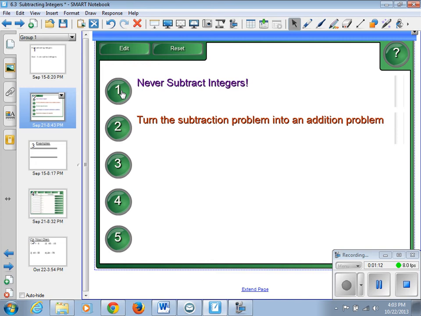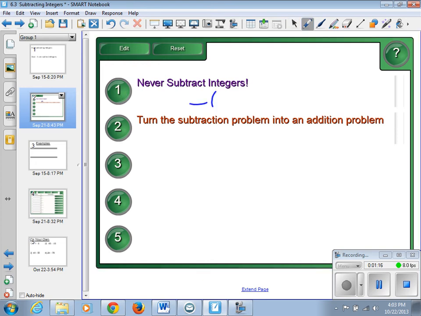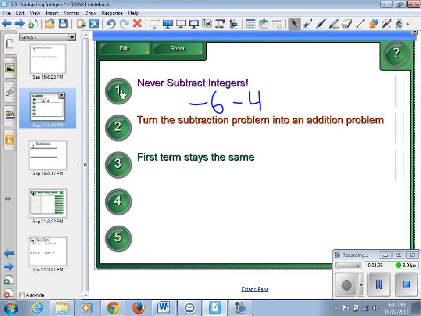So, let's say we've got a problem. I don't know, top of my head, -6 minus 4. Well, the first thing we do, our first term will stay the same. So -6 will stay as -6.